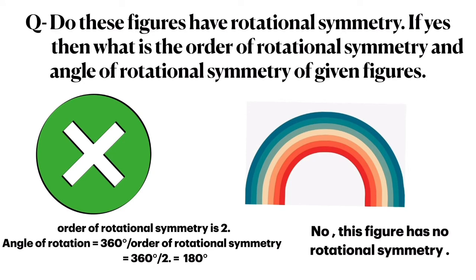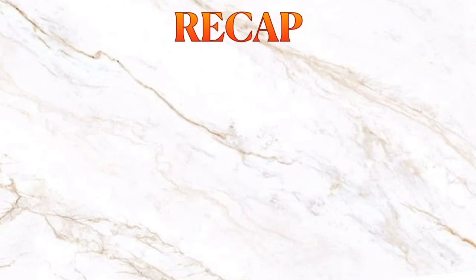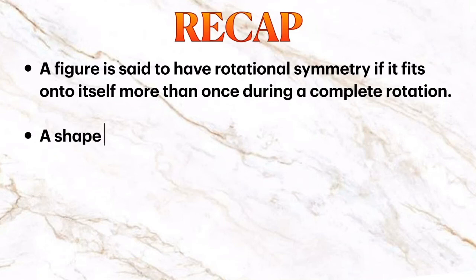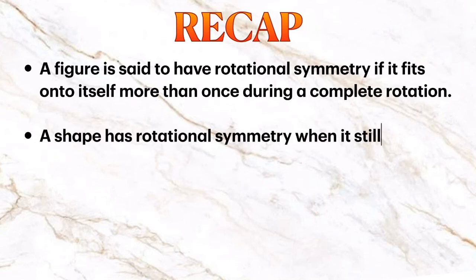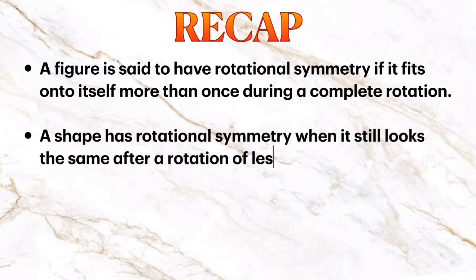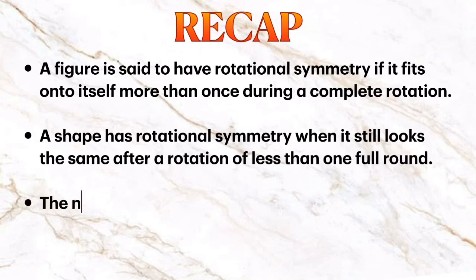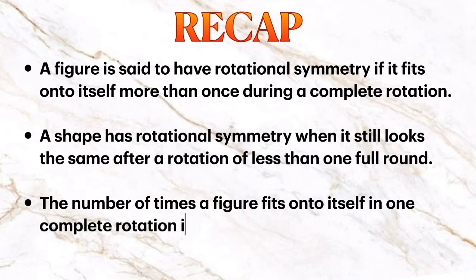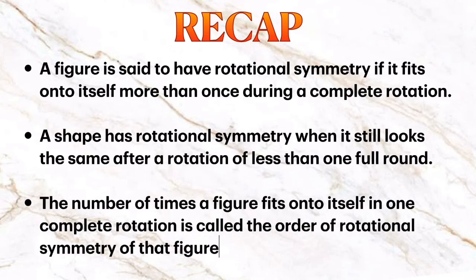Let's revise what we have learnt in this video. A figure is said to have rotational symmetry if it fits onto itself more than once during a complete rotation. A shape has rotational symmetry when it still looks the same after a rotation of less than one full round. And the number of times a figure fits onto itself in one complete rotation is called the order of rotational symmetry of that figure.